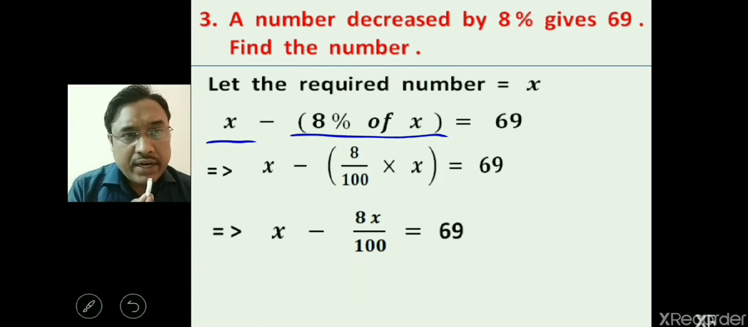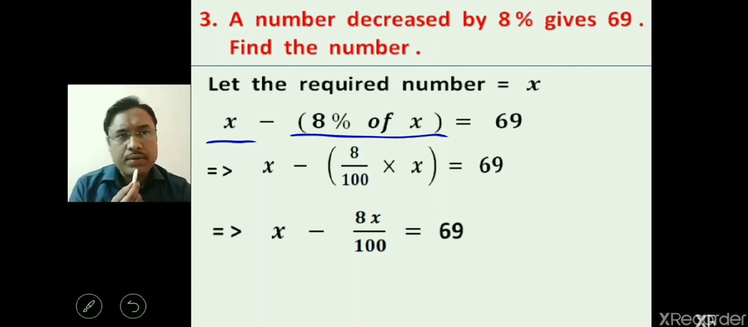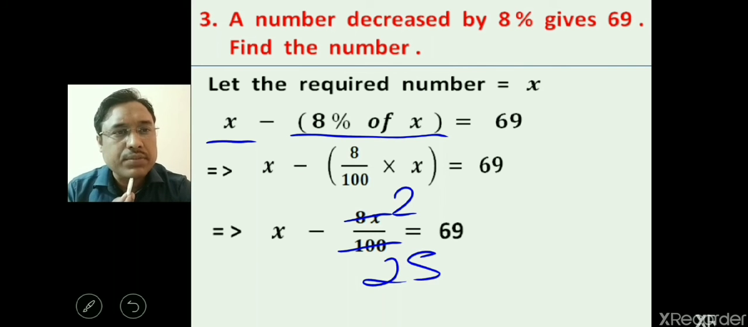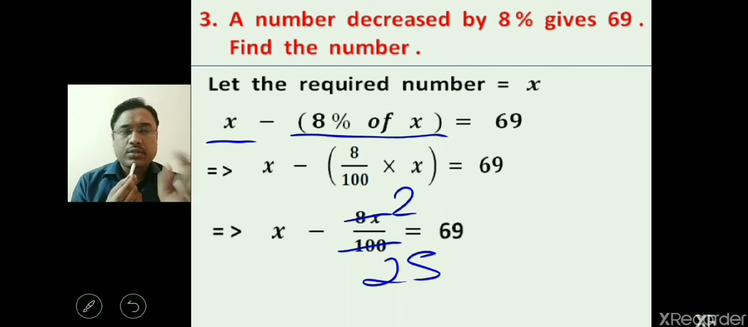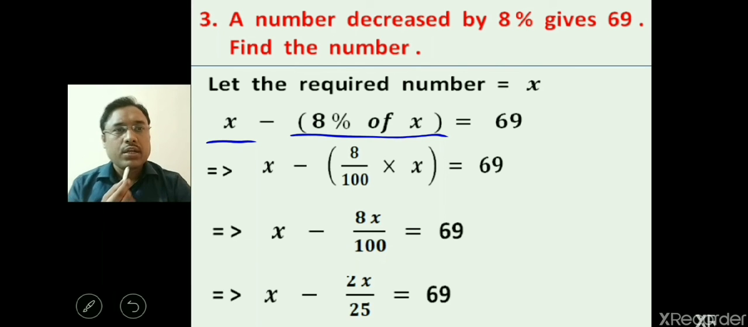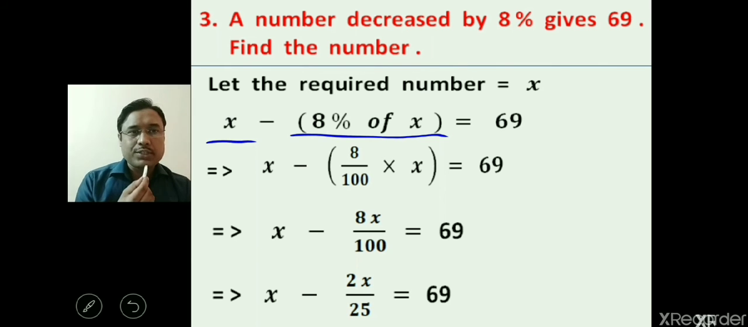First you can write 8x by 100 only, no problem, that is 8 into x by 100. Now here you cut 4 into 2, and here 4 into 25 makes 100. So you will get 2x by 25. Yes, we have got that: x minus 2x by 25 equals 69.